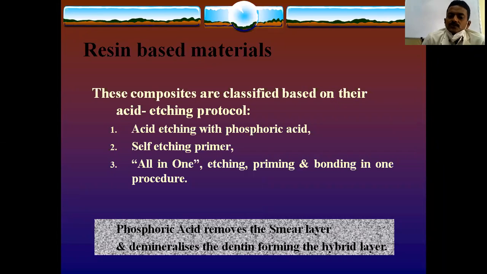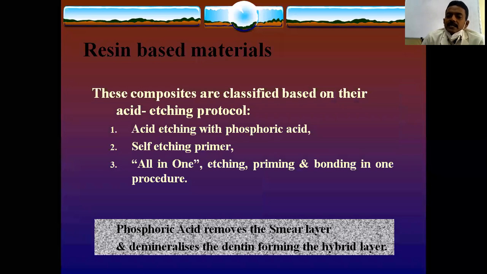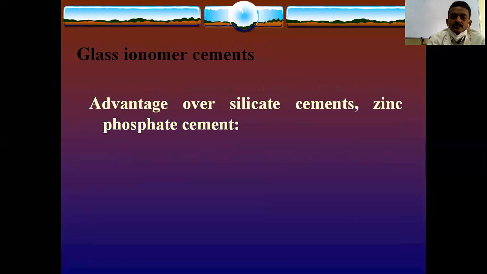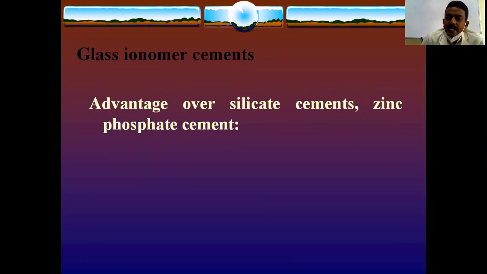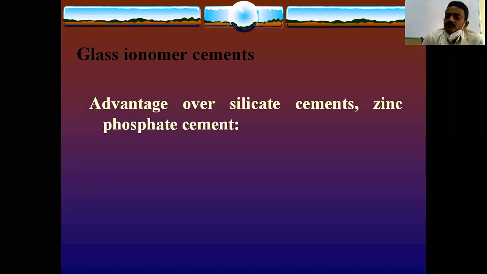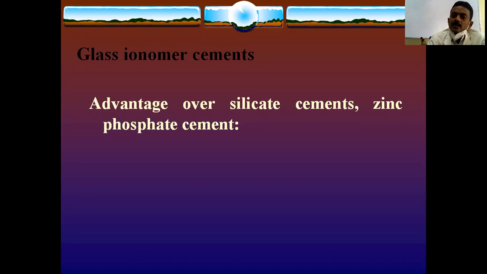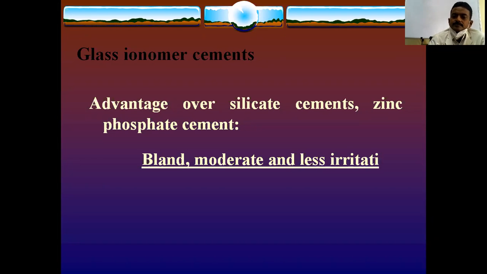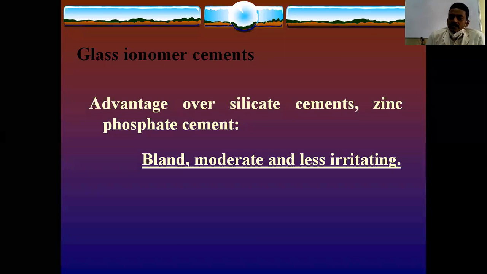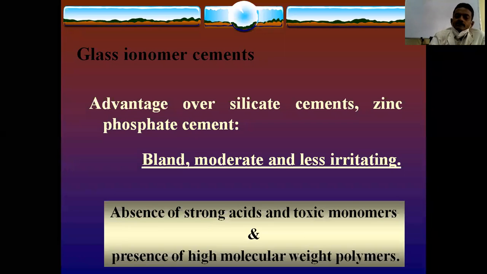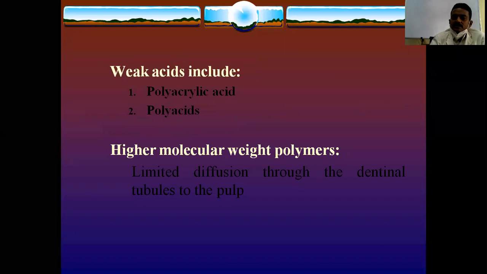Resin-based materials. Phosphoric acid removes the smear layer and demineralizes the dentin, forming a hybrid layer. Glass ionomer cements have an advantage over silicate cements and zinc phosphate cement. So glass ionomer restorative materials are the most commonly used. These are bland, moderate and less irritating to the pulpal tissues, due to the absence of strong acids and toxic monomers and the presence of high molecular weight polymers.